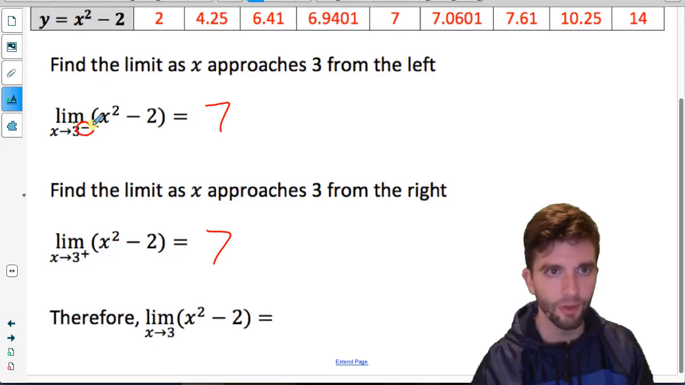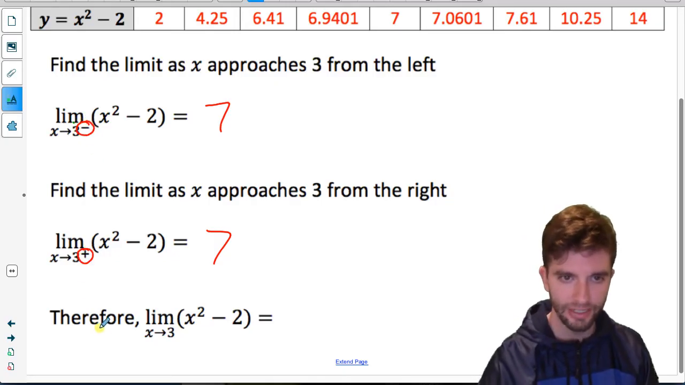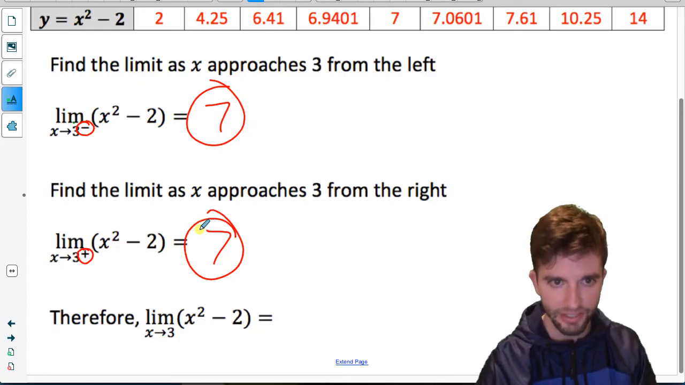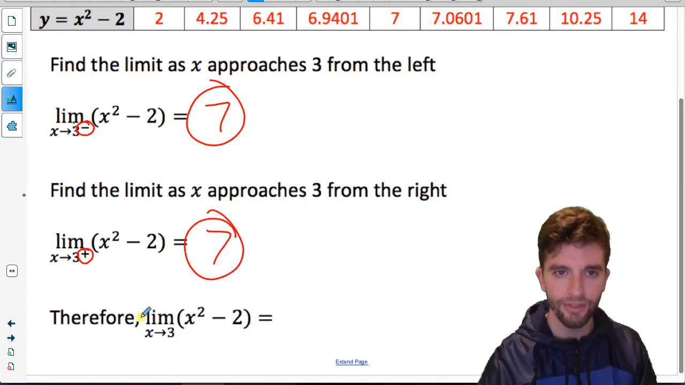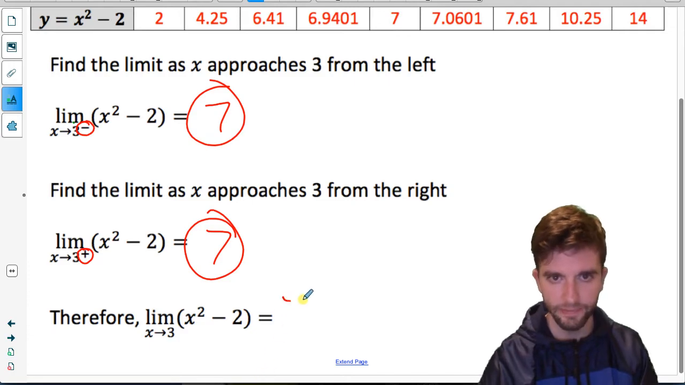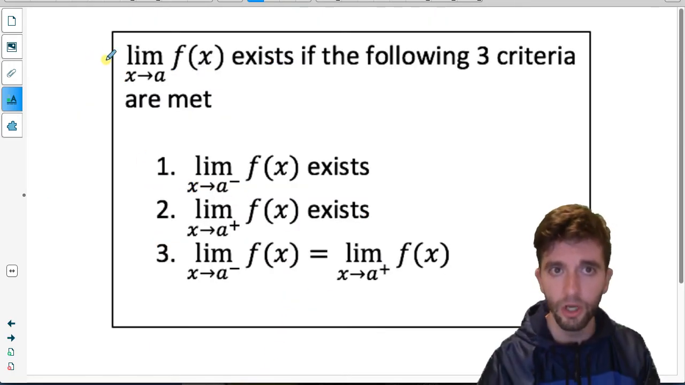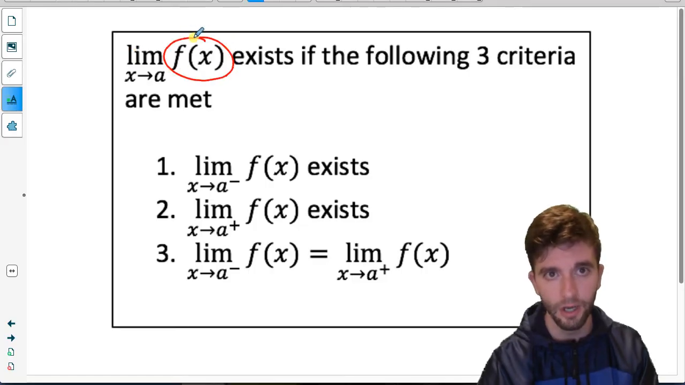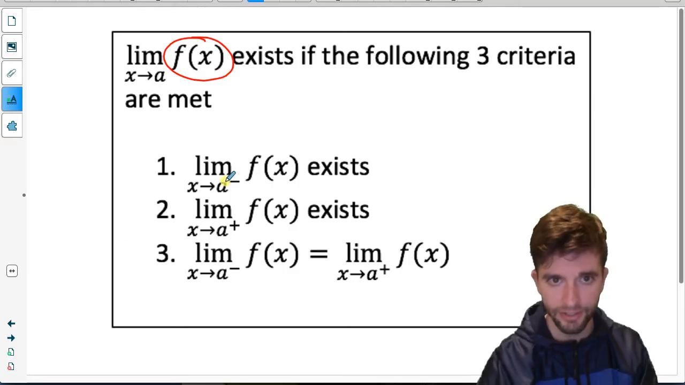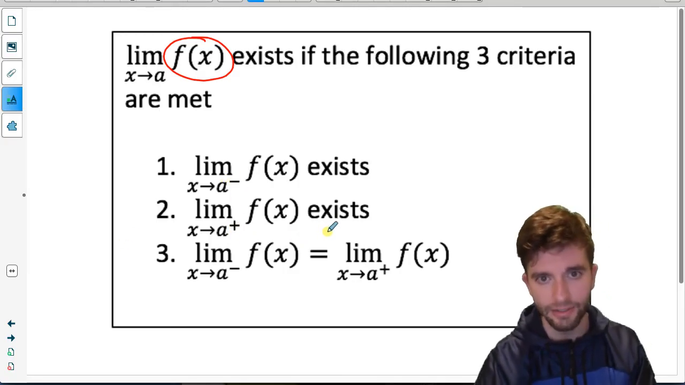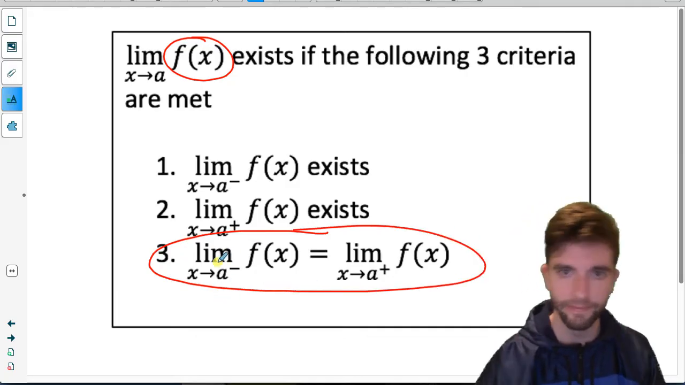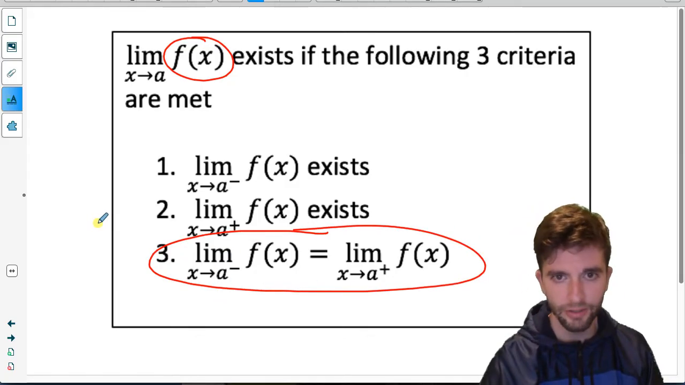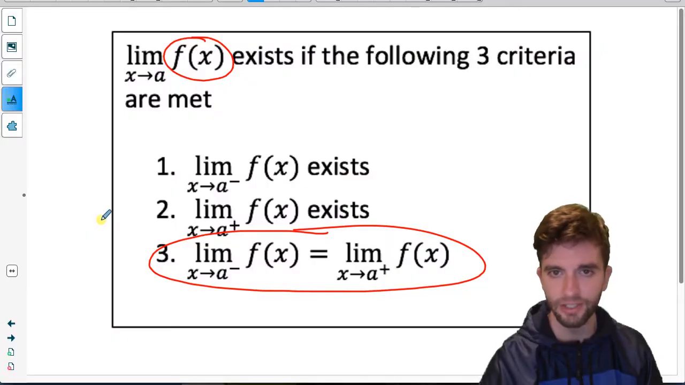And if the limit from the left and from the right of a certain x value are the exact same and they both exist, we can conclude that that is the limit of x squared minus 2 as x approaches 3. So a general rule, we can only say a limit of a y value of a function exists if 3 criteria are met. The limit from the left exists, the limit from the right exists, and the limit from the left and right are equal to each other. If the limits from the left and right do not equal each other, or if the limit never approaches anything, the limit does not exist. We say the limit does not exist.